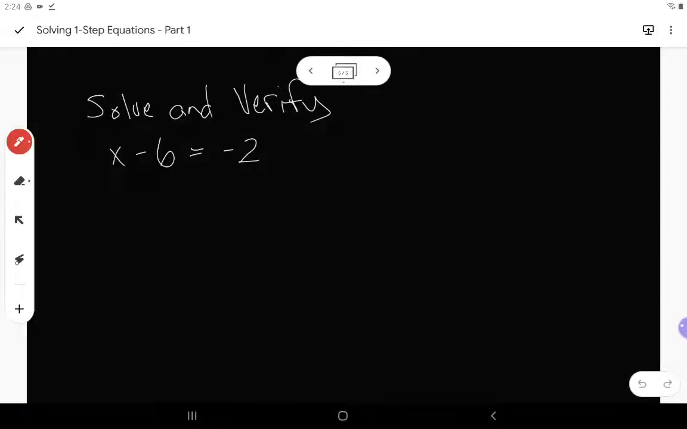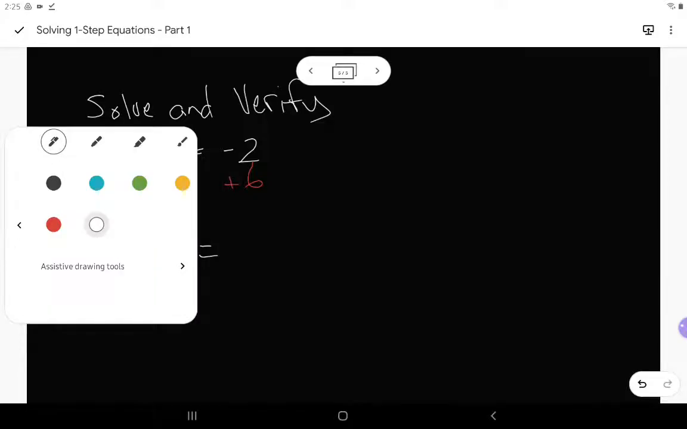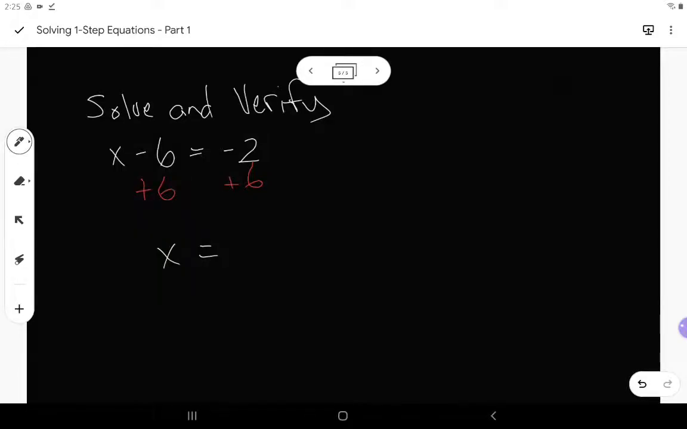Okay, last one. Here we go. x minus 6 is equal to -2. x minus 6, well, the opposite of subtracting 6 is to add 6. And I'm going to do the same to both sides. When I add 6 to both sides, I'm left with x on the left. And then I've got -2 plus 6, and that gives me +4. We'll just quickly double check that.